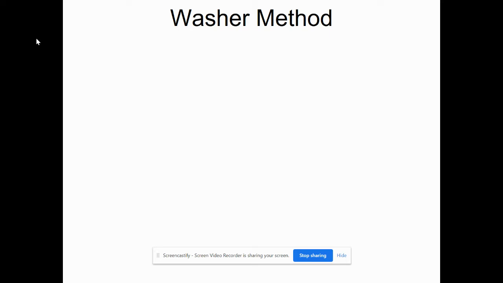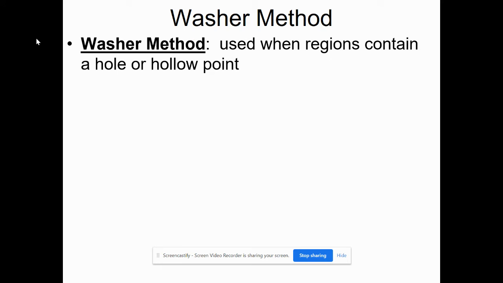What you might have noticed yesterday is every time we revolved it around an axis, it was a completely solid figure. There was no hole, there was nothing missing. We broke it up into disks. Well, today we're going to look at what happens if we have a hollow region in our volume. So we call this the washer method.